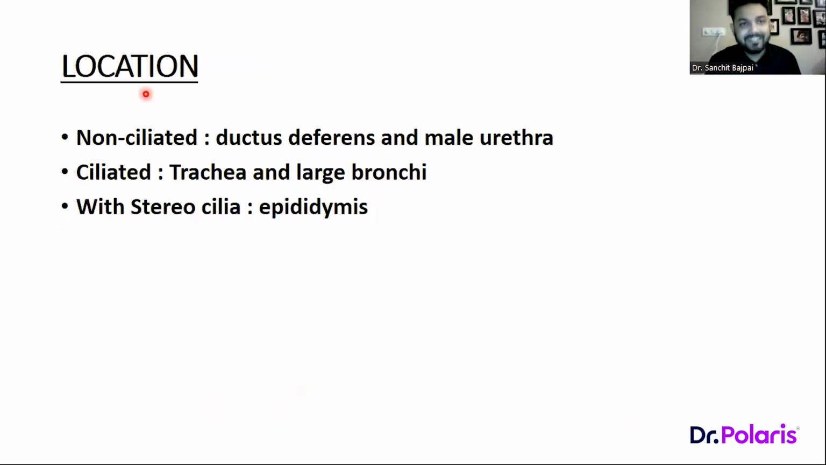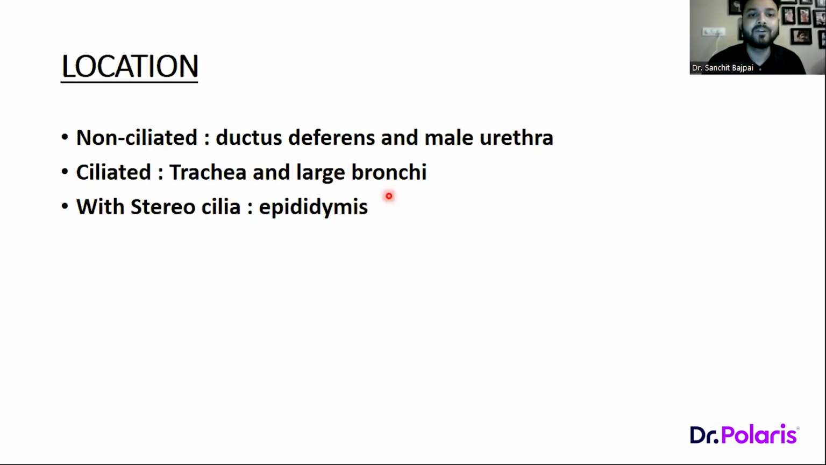Now, where do you find this pseudo-stratified epithelium? This is what you need to remember. So you have got three types of epithelia which are pseudo-stratified. One, which does not have cilia, is seen in the vas deferens. Vas deferens, I already told you, is something which takes the spermatozoa to the male urethra. The ciliated type is seen in the lungs, I told you, in the tracheobronchial tree. And the last is with stereocilia, which is nothing but thickened microvilli.